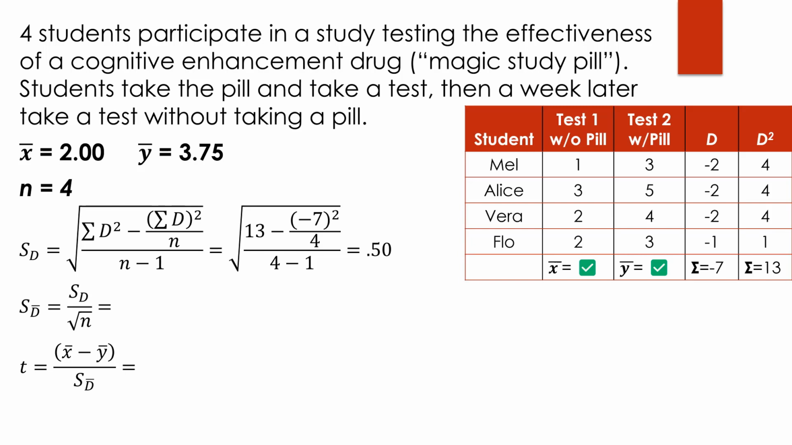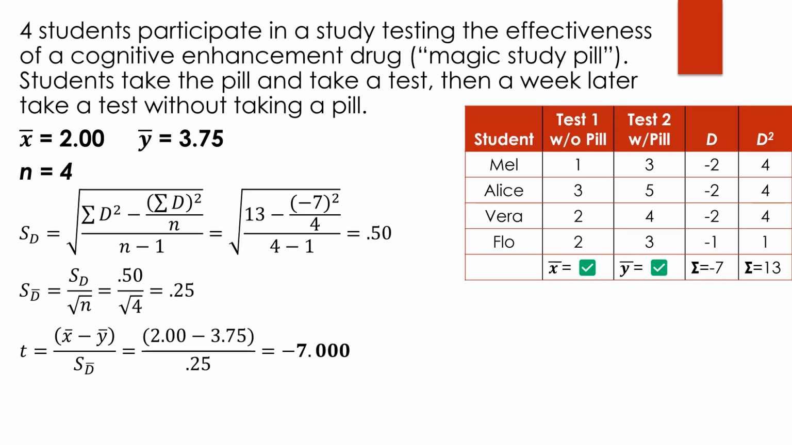Now, we can plug all the numbers that we have available here into the equation for the standard deviation of the difference scores, and we get 0.50. We can plug that in for the standard error of the difference within cases. So 0.50 on top, it's taking the square root of the sample size on the bottom, 4, and we get 0.25 as a result. Go ahead and try to calculate the t-score now that you have the numbers required.